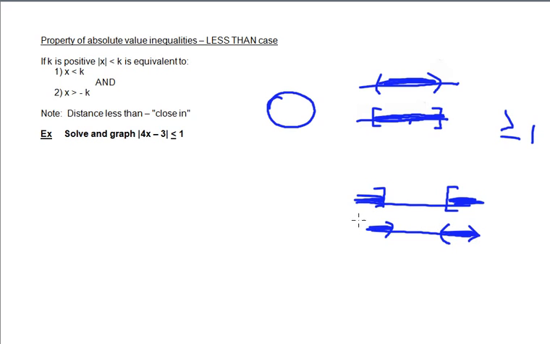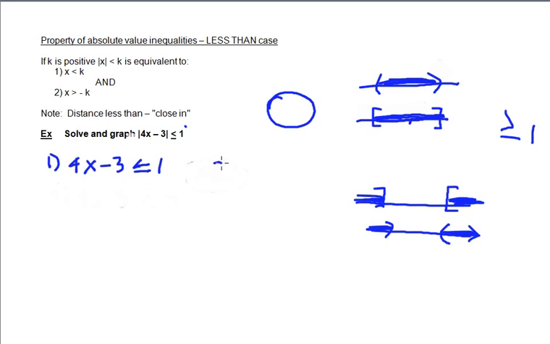So now that I've given myself an impression of what I'm going to be seeing, let's go ahead and solve this. So we're told if k is positive, and we look at the number on the right-hand side, and it is positive, then this inequality can actually be expanded into two inequalities. So the first one is that the expression inside the inequality, which in this case is 4x minus 3, is less than or equal to k, which is the number on the right-hand side. So this looks almost the same as the original inequality, but simply without the absolute value bars.